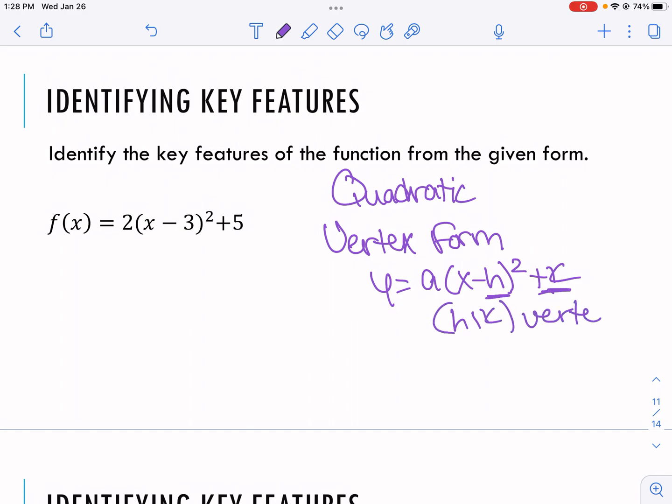give us our vertex. So if I look here, if it's inside the parentheses, we should notice that it was a negative h. Now when I take it out, it's a positive h. So here if I look, it was a negative 3. So when I take it out, it's a positive 3. And then k, since it's outside the parentheses, it just stays the same. So our vertex is (3, 5).